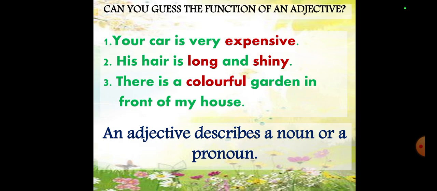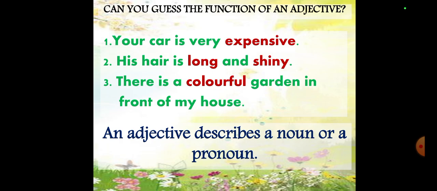And his hair is long and shiny. How is his hair? It could be dull and brownish, but they are telling us specifically that his hair is long and shiny. There is a colorful garden in front of my house. Colorful tells us about the garden; it could be wilted, bad or smelly, but they are telling us it's a colorful garden.